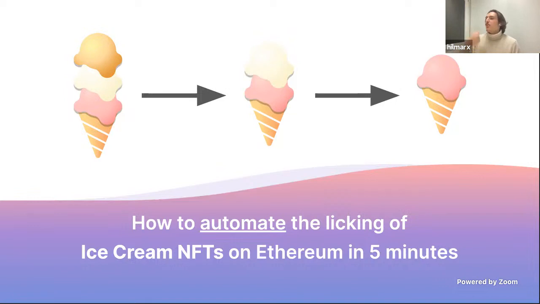If you lick it, one scoop of this delicious ice cream NFT will disappear. You can only lick it every 5 minutes, however, because if you lick it every couple of seconds, you get brain freeze. So in order not to have to do that manually, because you don't want to wait there and click every 5 minutes to lick it, we will automate it. And I will show you how to do it using Gelato.